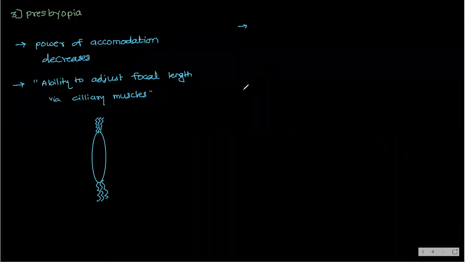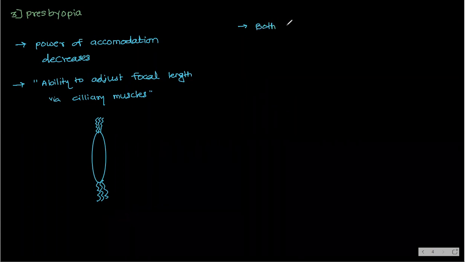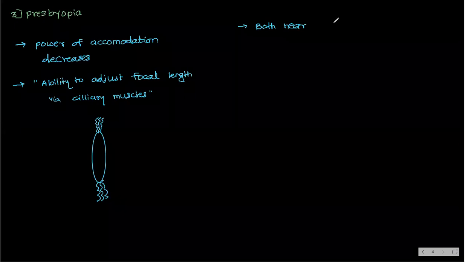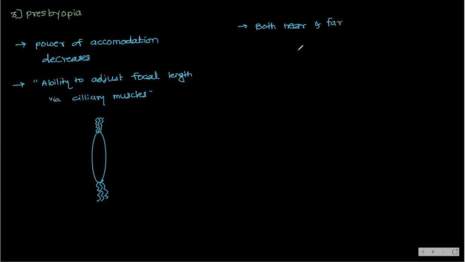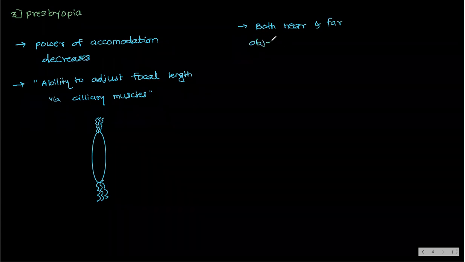So the person who is suffering with this defect cannot see near objects as well as far objects. It doesn't mean that he is a blind person, okay, but he will suffer problem while watching both near objects as well as far objects. Both near and far objects are not clearly visible.